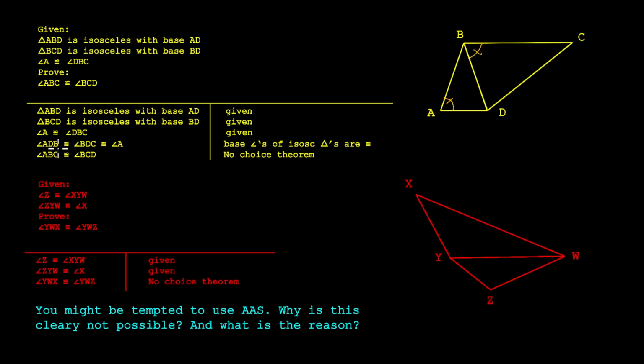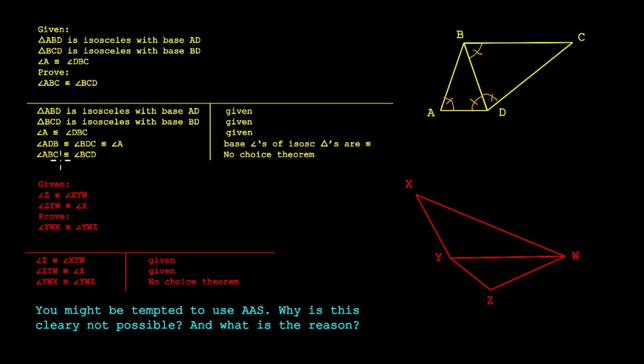So next, angle ADB is congruent to angle BDC is congruent to angle A because base angles of isosceles triangles are congruent. So notice angle A and angle BDA are congruent because this is an isosceles triangle. Angle DBC and angle BDC are congruent over here because this is an isosceles triangle. Then, because these two angles are congruent to each other, all four angles are congruent.